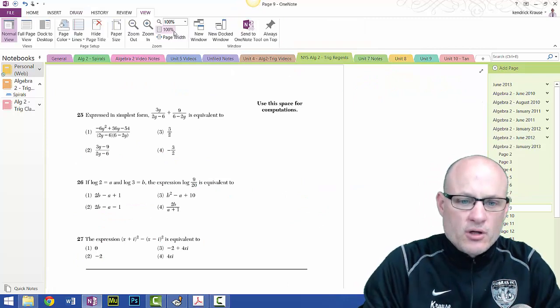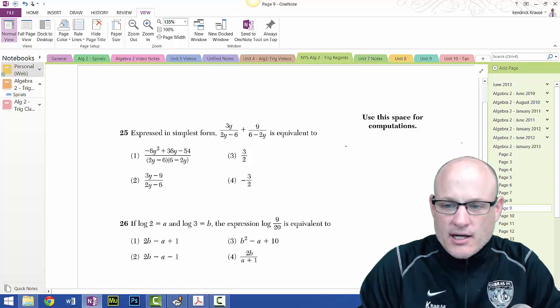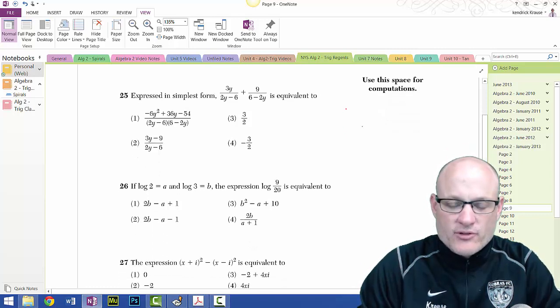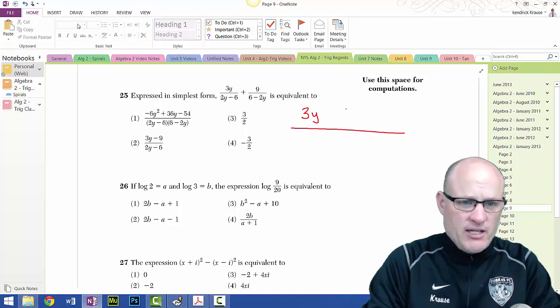View, 100%, page width. All right, kids. I want you to see something here, because I want you to start to recognize it. Do you see? Look at their denominators.